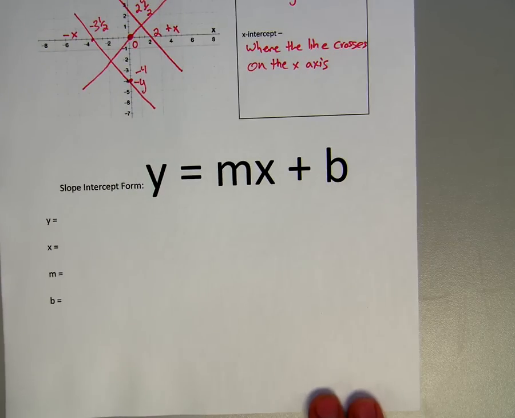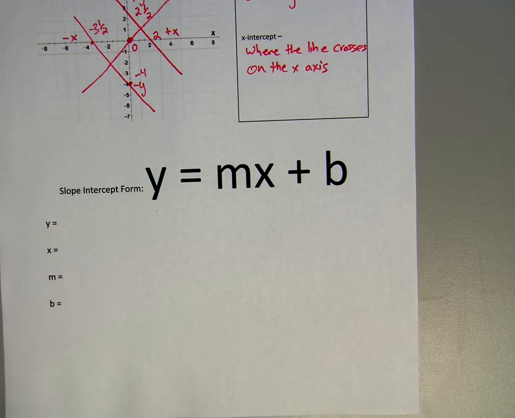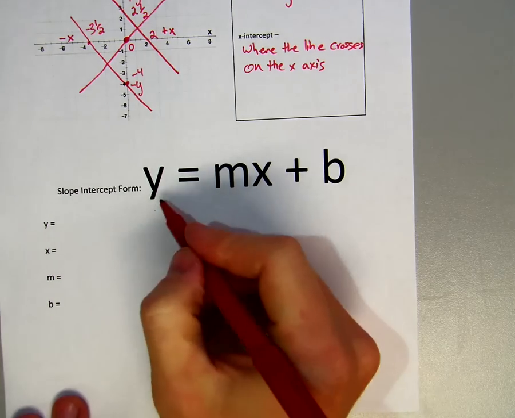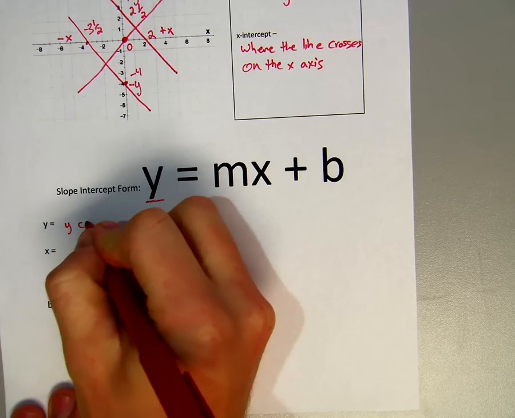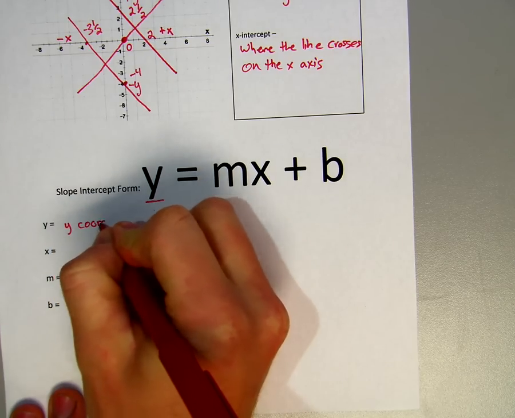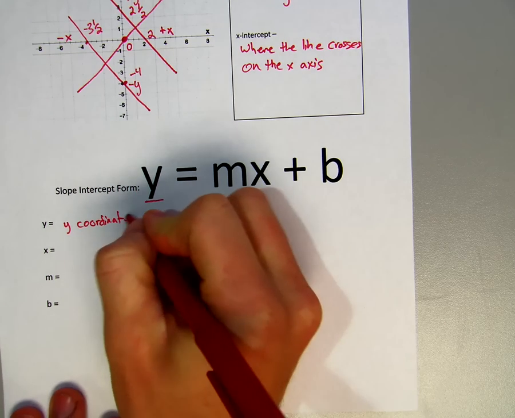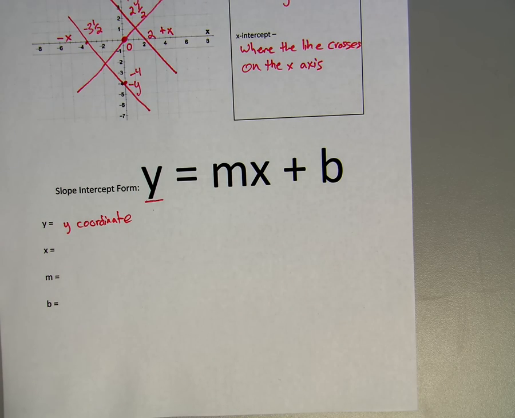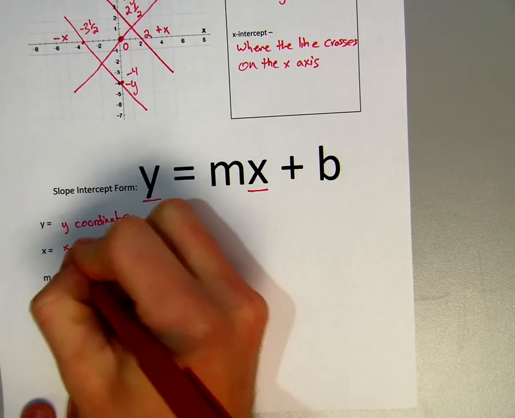To do that, we're also going to use this slope-intercept form equation. And that is y equals mx plus b. My y in this equation stands for my y coordinate. My x stands for the x coordinate.